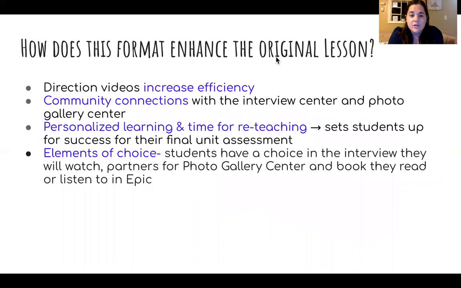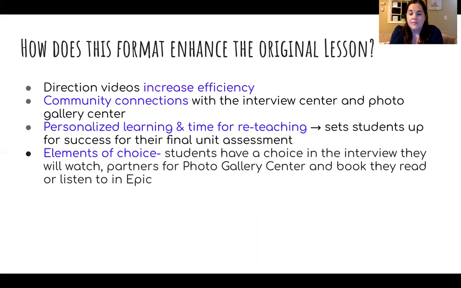So this enhances the original lesson because, like I said, with my last lesson, it increases efficiency because students will watch some direction videos and I'm not repeating myself over and over again. There's a lot of community connections, I think, in this lesson because students will be watching interviews with people who live and work on the Cape, and then they'll be looking at actual photos of erosion all throughout the Cape. So it's pretty close to where the students live. And then there's also more time for reteaching and personalized learning because students will go to the centers and work on skills that they need to work on.